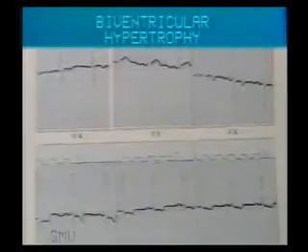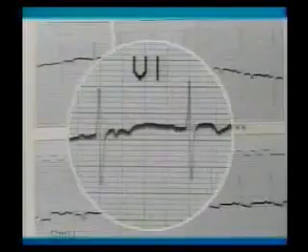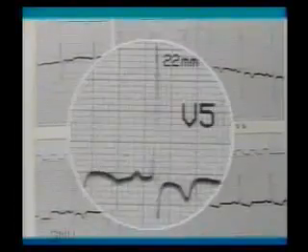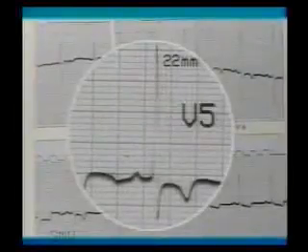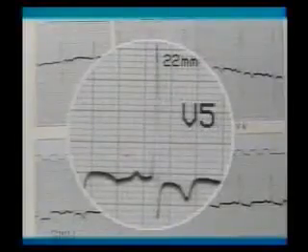Note the tall R waves in V1 of right ventricular hypertrophy, and also note the deep S wave in V1 and V2 with tall R waves in V5 and V6 of left ventricular hypertrophy, and the strain pattern in V5 and V6. RV1 is 10 millimeters, so right ventricular hypertrophy is present. SV2 is 24 millimeters. RV5 is 22 millimeters. Their total is 36 millimeters. So left ventricular hypertrophy is also present with strain.